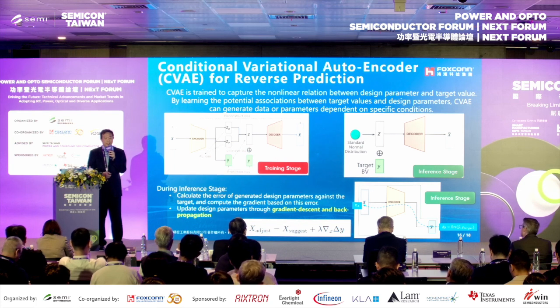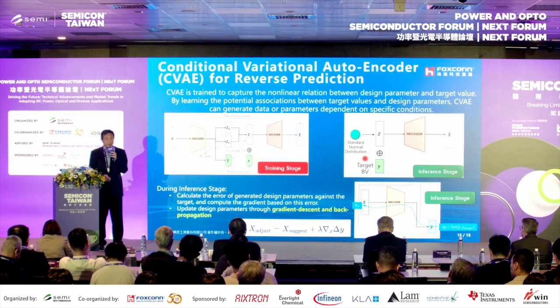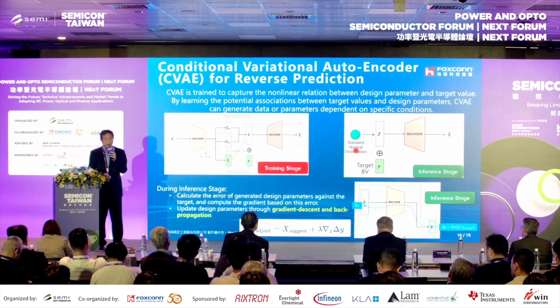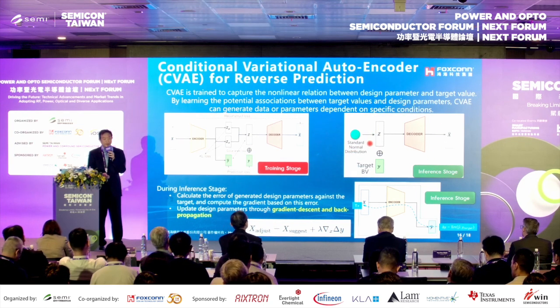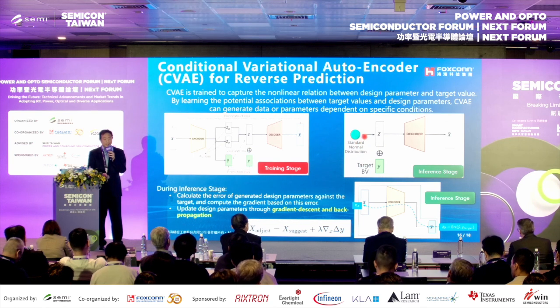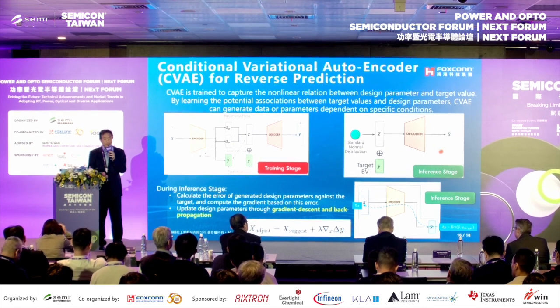After this CVAE is trained, how do we use it during the inference stage? The way we use it is to first use the decoder part. We sample one solution from the standard normal distribution and concatenate it with our target BV, so that we can pass it through the decoder. We then have an initial suggestion for our parameter.